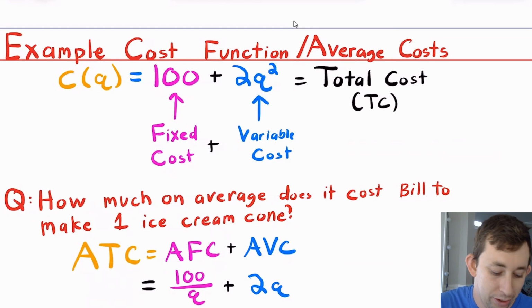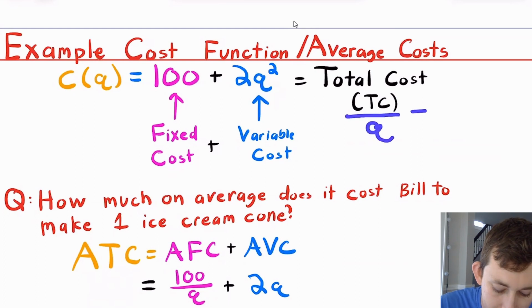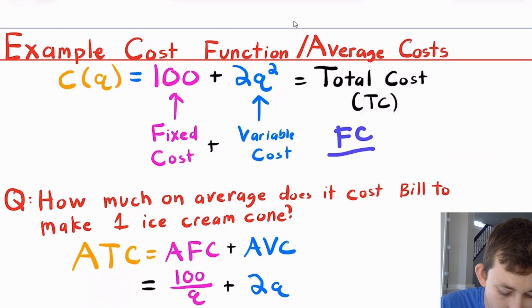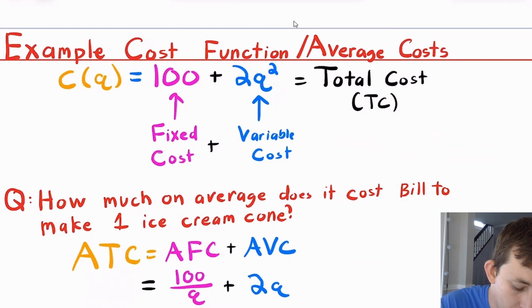And all we're going to do for that is take this total cost and divide it by quantity. So if I take total cost and divide it by quantity, I'm going to get the average total cost. And you might imagine that the fixed cost over quantity is just going to be what we call the average fixed cost. So I just take this 100, I divide it by Q, and I get the average fixed cost, which you see right here.